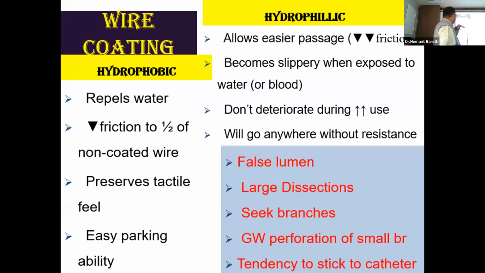Now, coming to the third part, that is wire coating. Coating, as I said, can be of three types. One is hydrophobic. Hydrophobic is biocompatible, but it retains water.